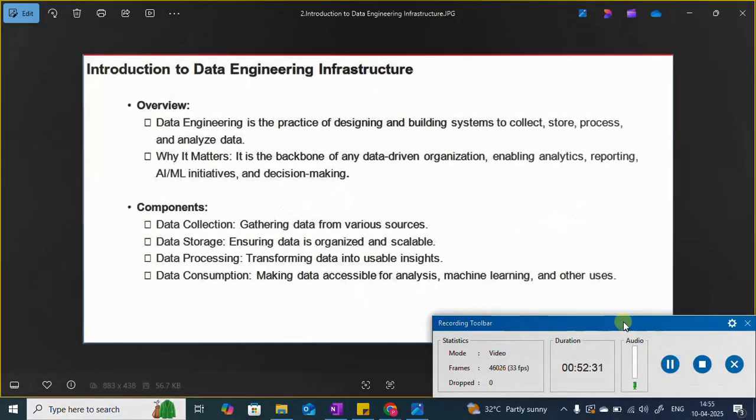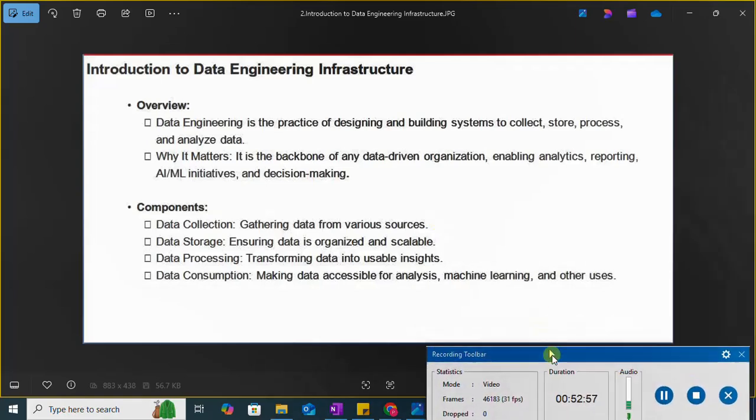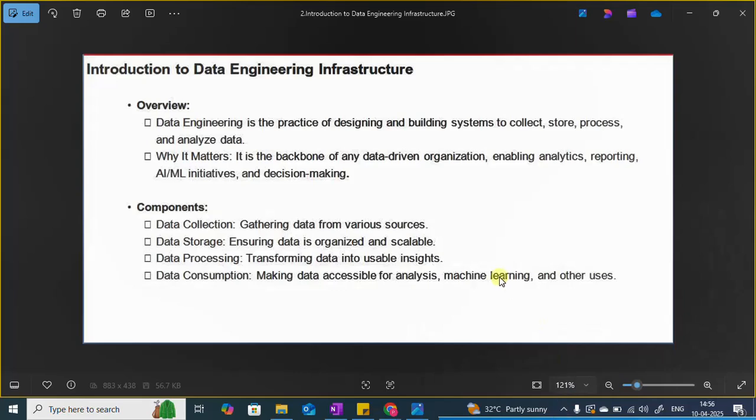Now, introduction to data engineering infrastructure. Overview: data engineering is the practice of designing and building systems to collect, store, process, and analyze data. Why does it matter? It is the backbone of any data-driven organization, enabling analytics, reporting, AI/ML initiatives, and decision making.